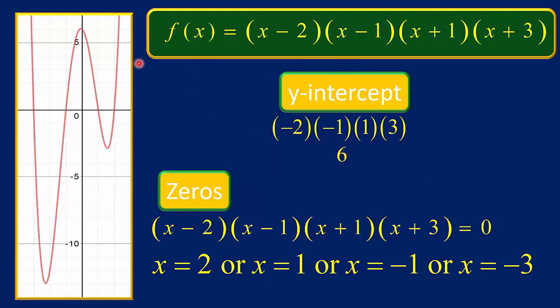Notice we have a y-intercept of 6. So over here is a 1, 2. See there? X equals 1, x equals 2. Over here is x equals -1, x equals -3. Now notice how I can get a real quick sketch. I can start here, and this is a rough sketch.